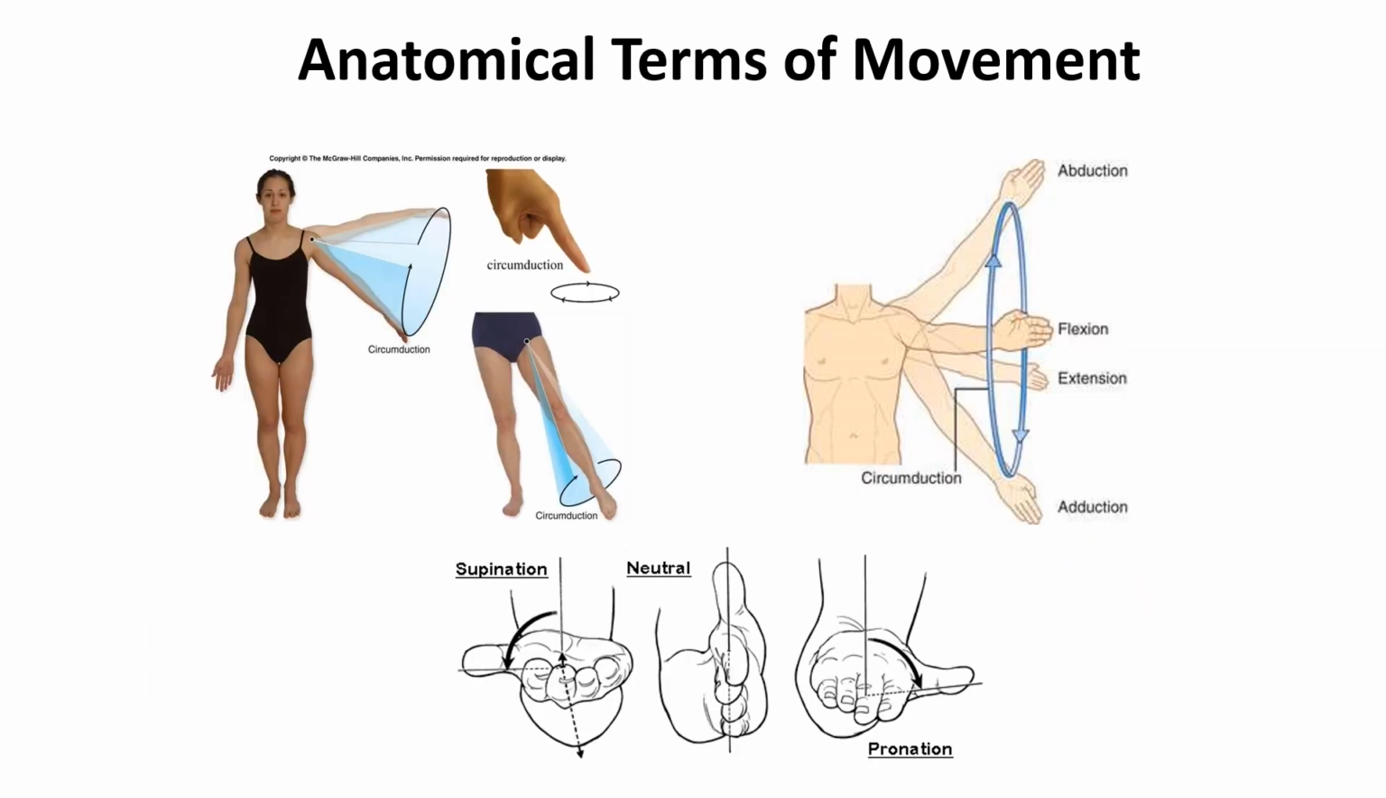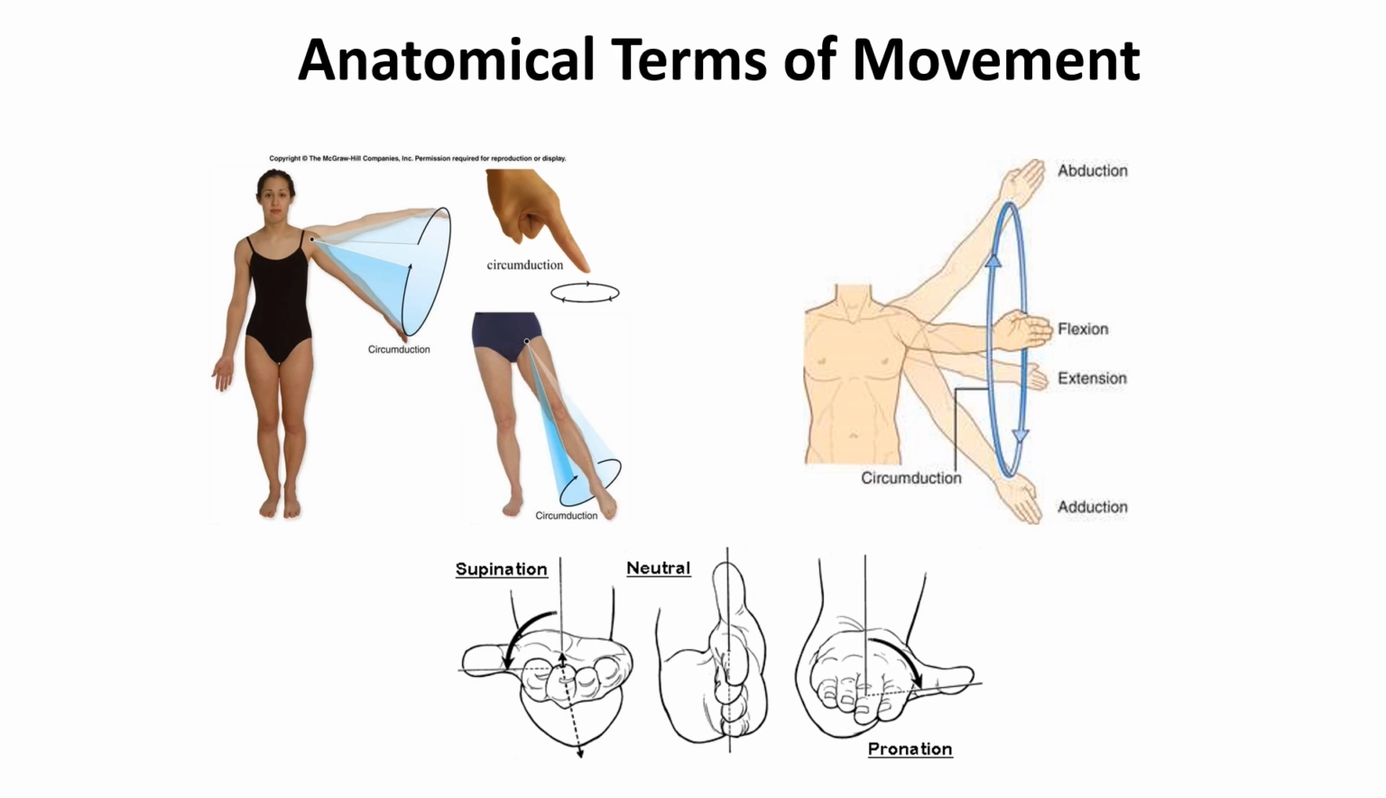Abduction and adduction movements occur within the coronal plane and involve medial lateral movements of the limbs, fingers, toes, or thumb. Abduction moves the limb laterally away from the midline of the body. Adduction is the opposite movement that brings the limb toward the body or across the midline.